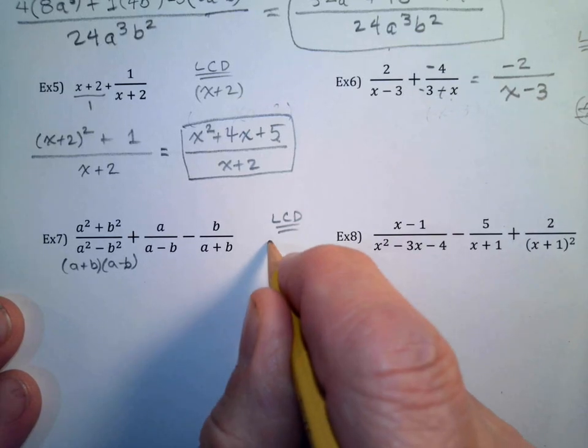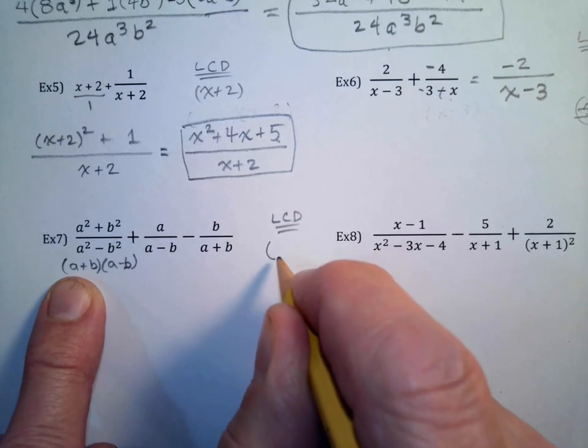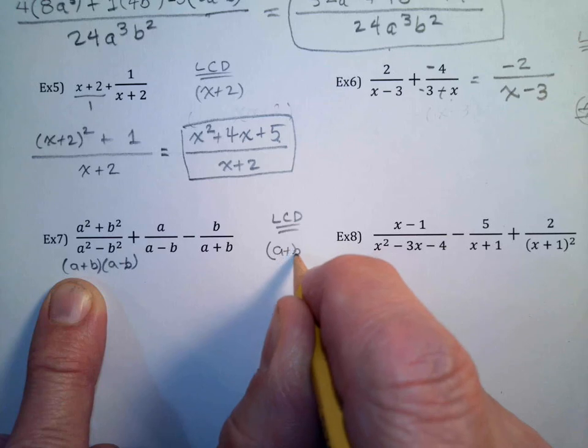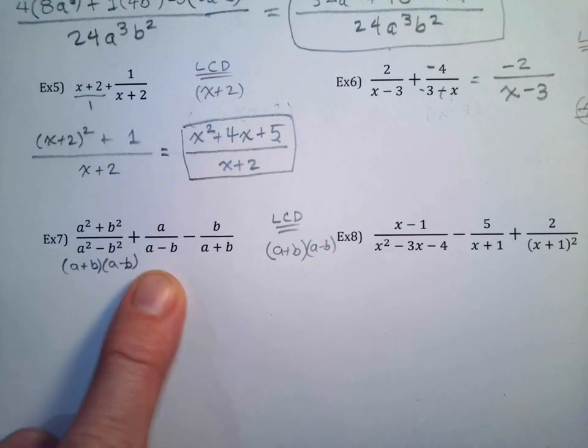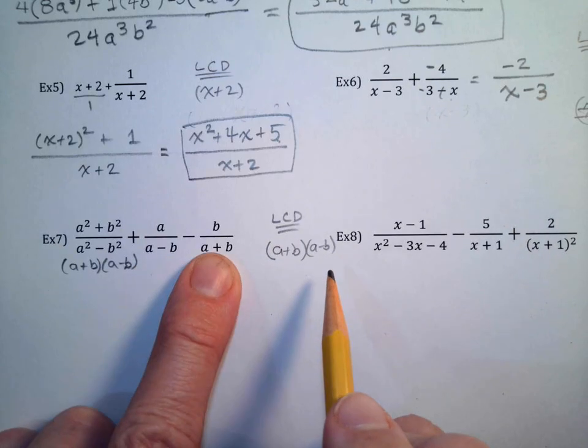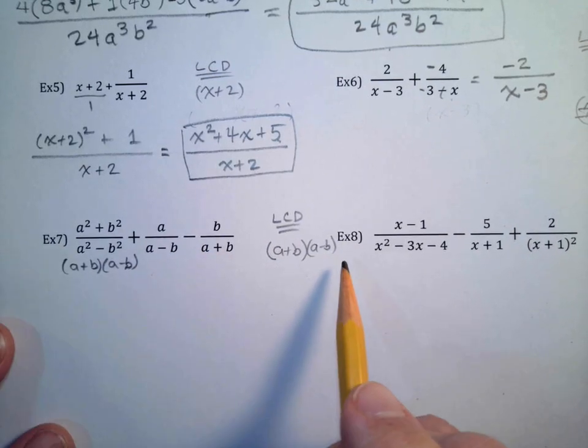And now the LCD is just the binomials, right? A plus b, that's going to be in there. A minus b, that's going to be in there. And now a minus b, that's already in there. A plus b, that's already in there. So this is the LCD.